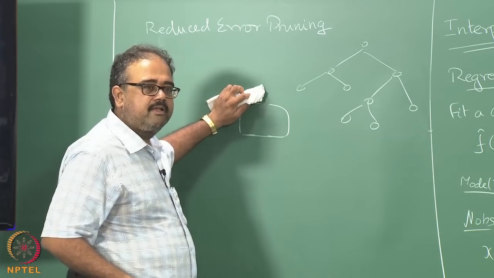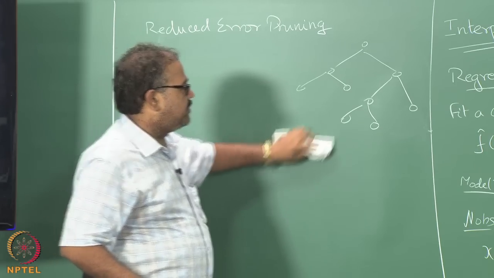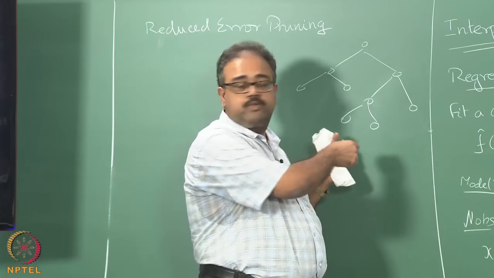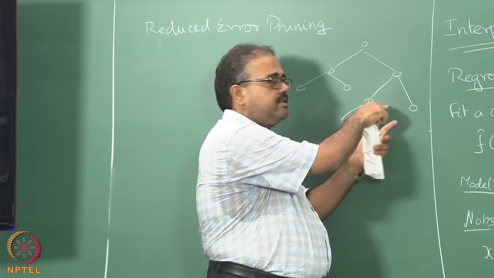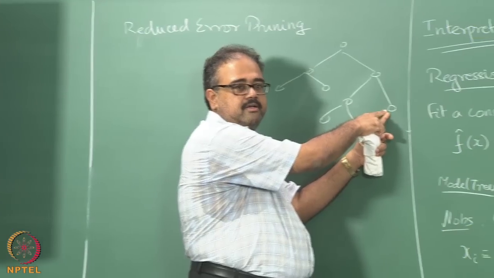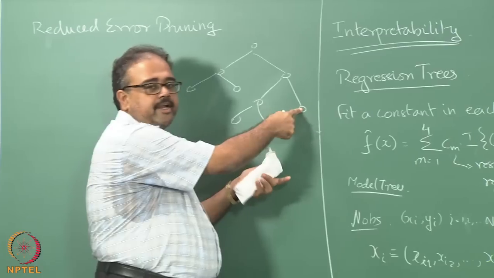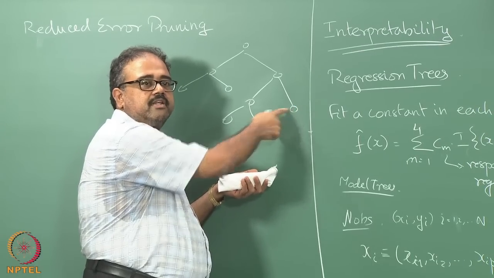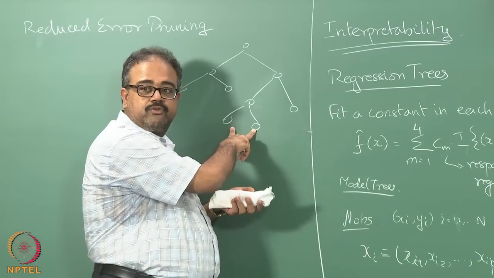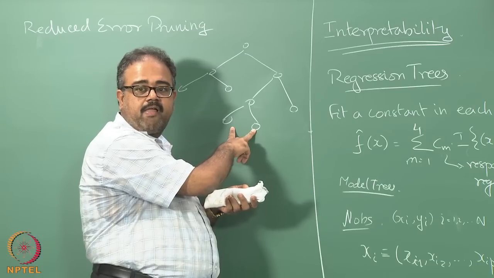Once I collapse, his question is, each one of these could have been outputting a different value. What will you do with the combined node? I'll take all the data points in the combined node, take the average output, and use that as the new output for this. I could take the average of these two, but why is that not a good idea?